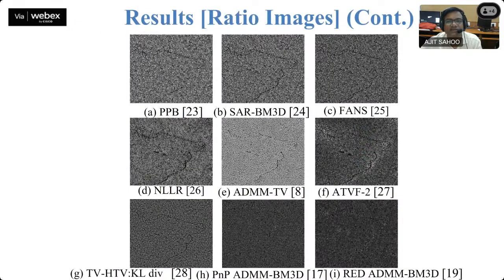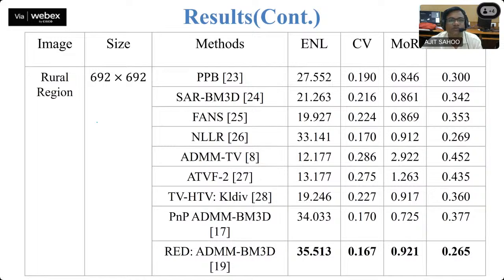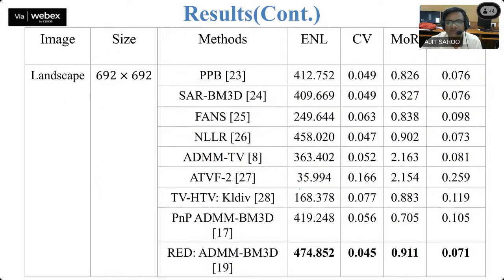In this case, you cannot use SSIM and PSNR because no ground truth image is available. So you have to use ENL, equivalent number of looks, and coefficient of variation. So this is the MOR and SSI. In all of these, the ADMM-based method is much better. Similarly, the other image.